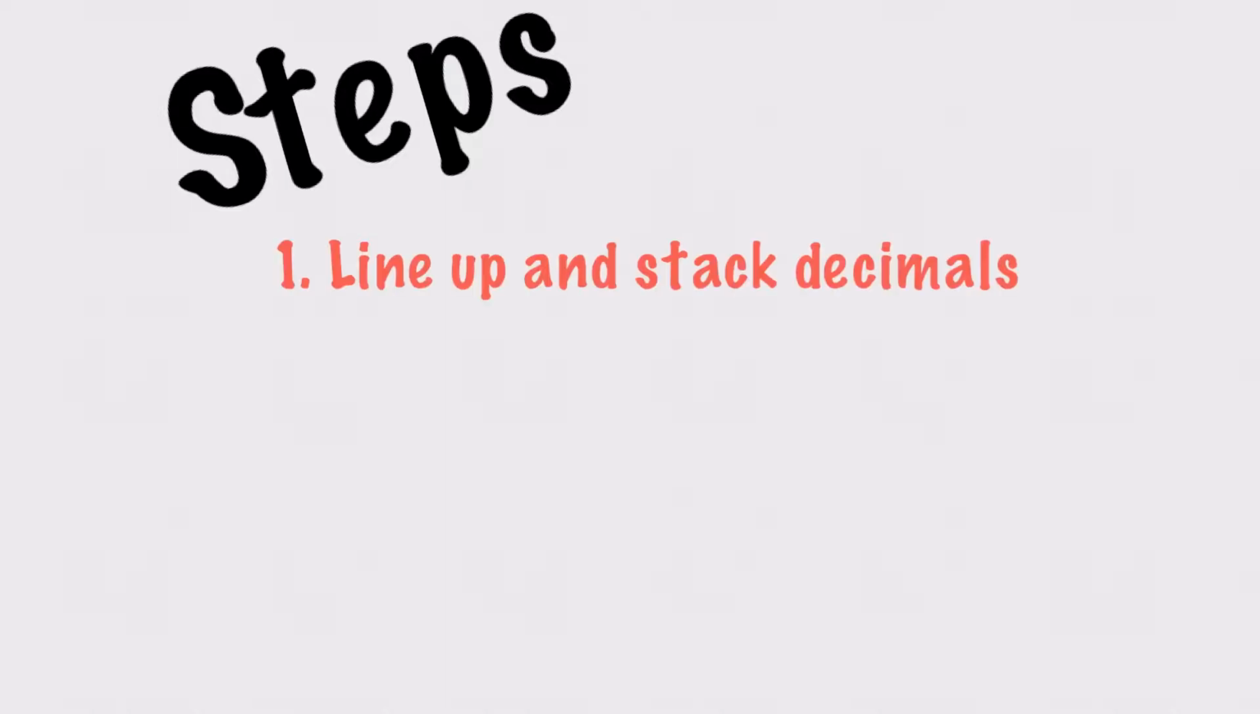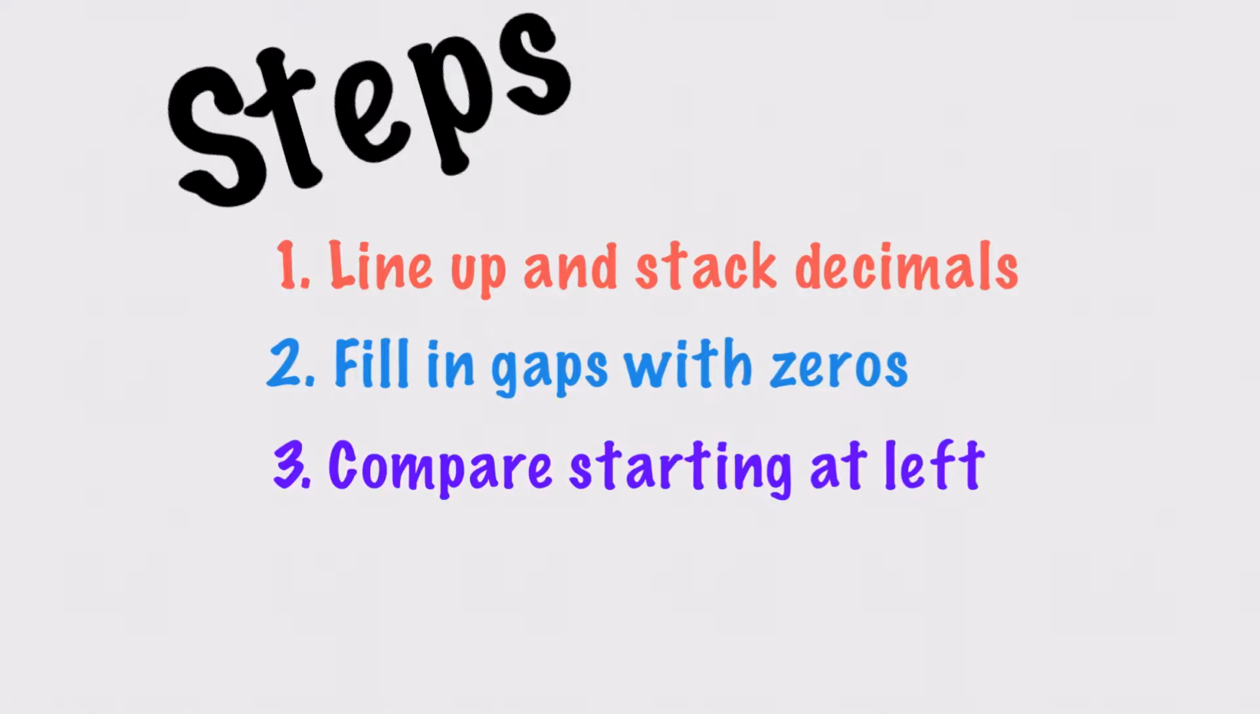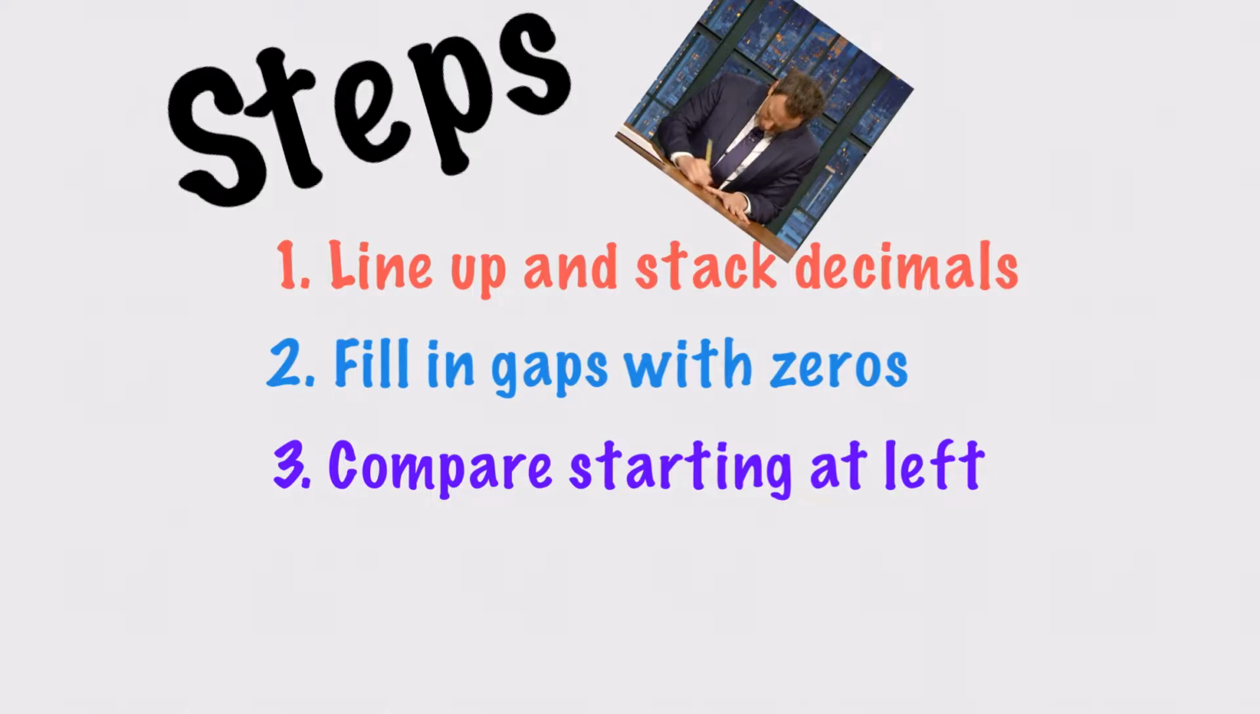So there's 3 steps that I want you to write down on how to compare decimals. Step 1 is line up and stack the decimals. Step 2, fill in any gaps with zeros. And then step 3 is compare starting at the left, which is going to be our greatest place value. And if you haven't already, pause the video right now and write these 3 steps down. So let's take a look at a few examples.